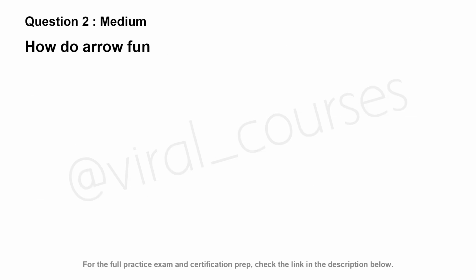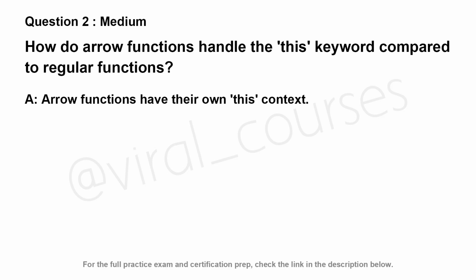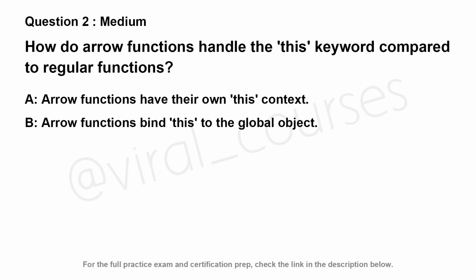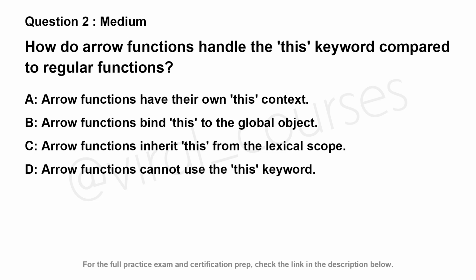How do arrow functions handle the this keyword compared to regular functions? Option A. Arrow functions have their own this context. Option B. Arrow functions bind this to the global object. Option C. Arrow functions inherit this from the lexical scope. Option D. Arrow functions cannot use the this keyword.